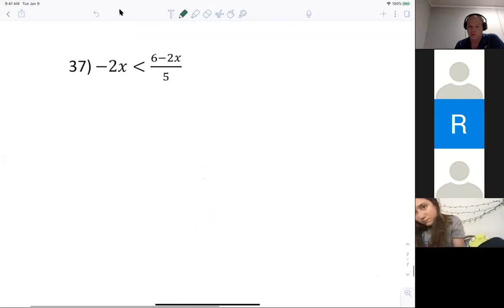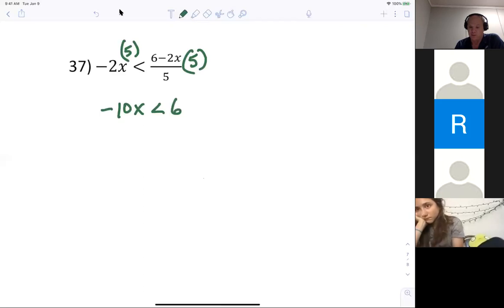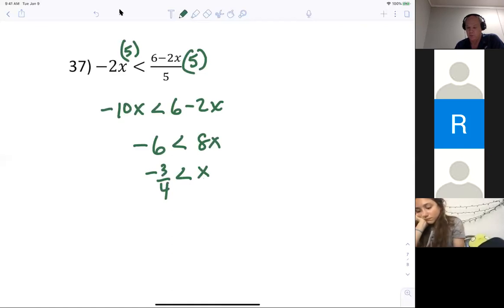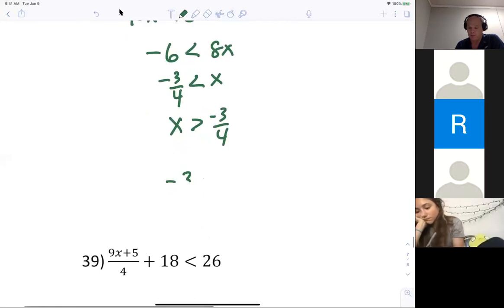Now here again, easiest thing to do in my opinion is just to multiply this by 5 and multiply this by 5. So we end up with negative 10x is less than 6 minus 2x. So 8x is greater than negative 6. So x is greater than negative 3/4. So we traditionally write it the other way. And then we just say negative 3/4 to infinity.